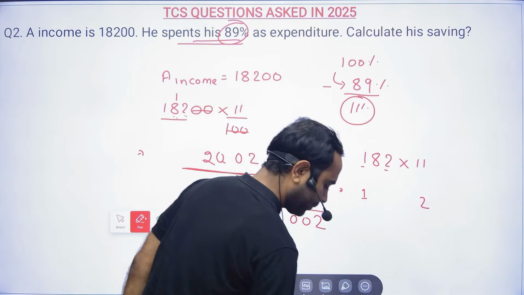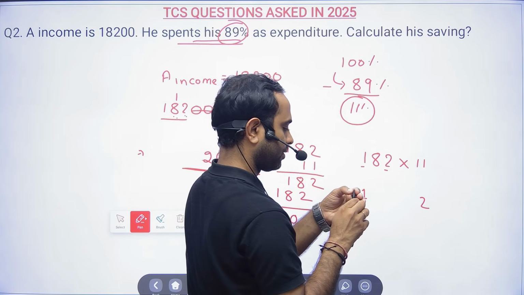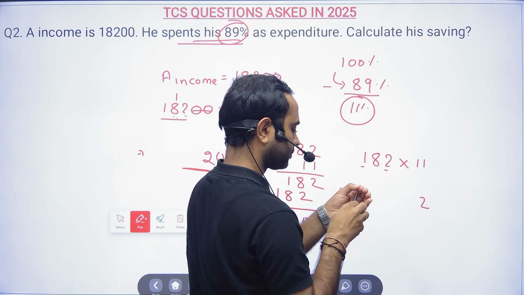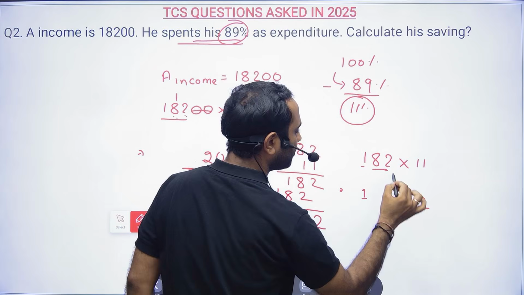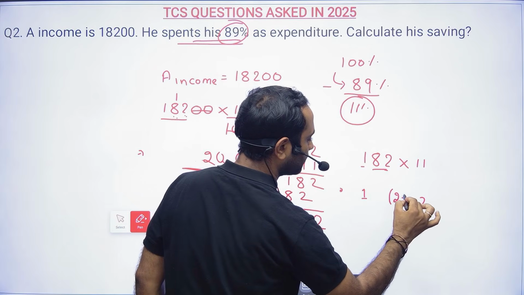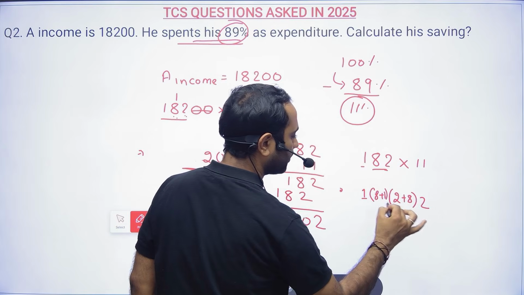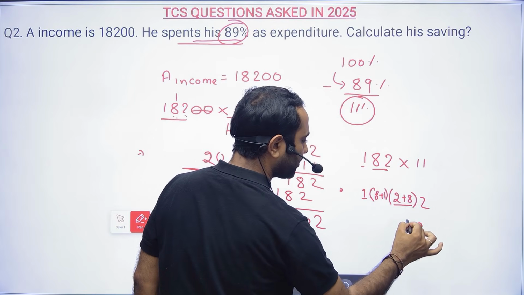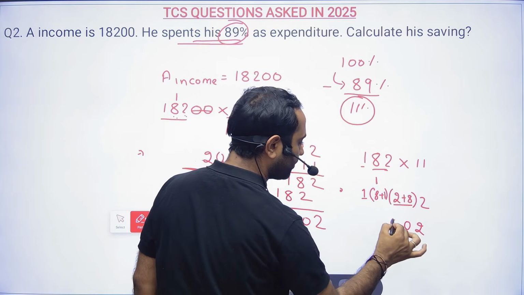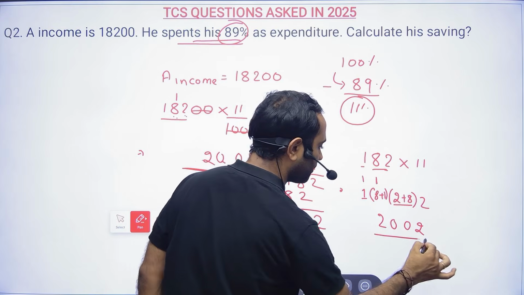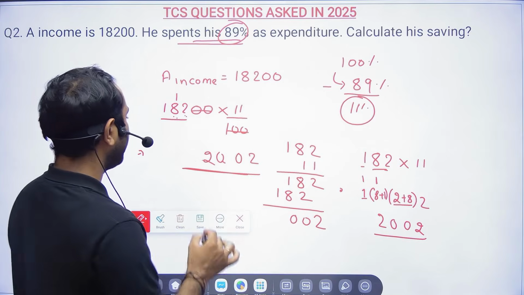Okay, and then you see, so this 2 and 8 you add. Okay, and then this 8 and 1 you add. So 2, 8 plus 2 is 10, 1 will come here. 9 plus 1 is 10, 1 will come here. So 1 plus 1 will be 2. So here your answer will be 2002.